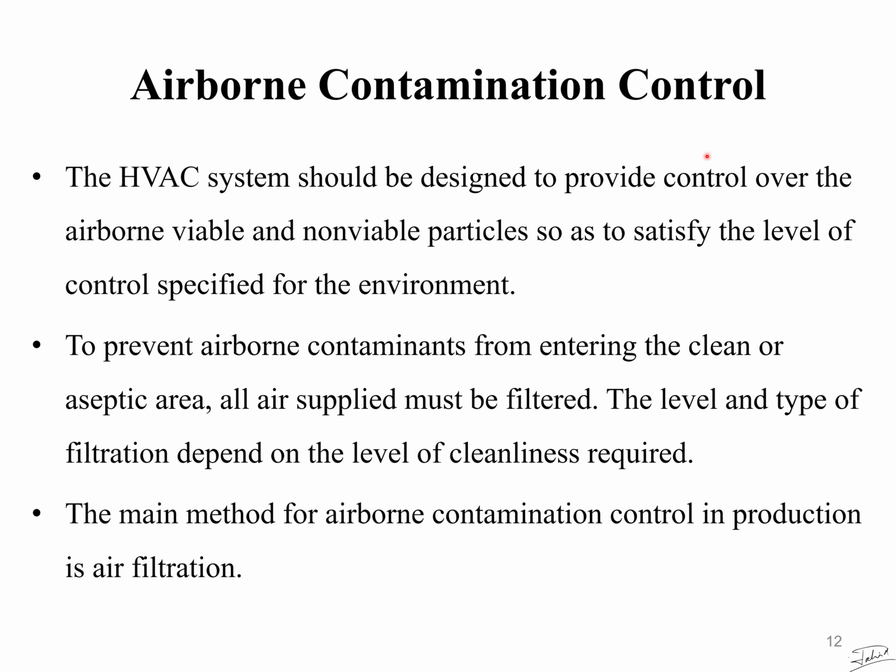So airborne contamination control is also another function of the HVAC system. The HVAC system should be designed to provide control over airborne viable and non-viable particles so as to satisfy the level of control specified for the environment. To prevent airborne contaminants from entering the clean or aseptic area, all air supplied must be filtered. The level and type of filtration depend on the level of cleanliness required. The main method for airborne contamination control in production is air filtration.